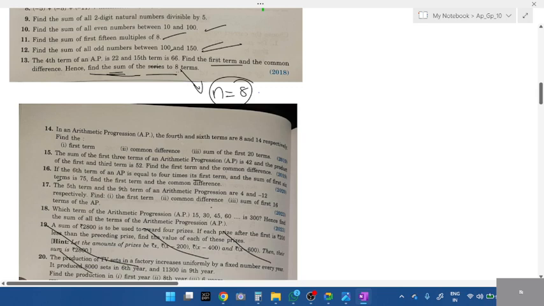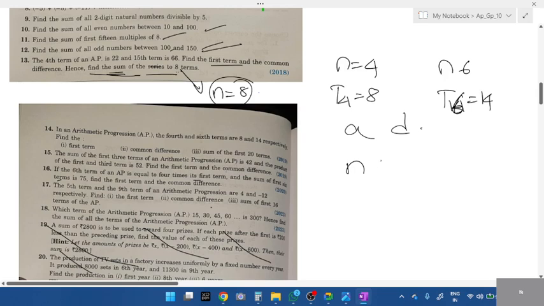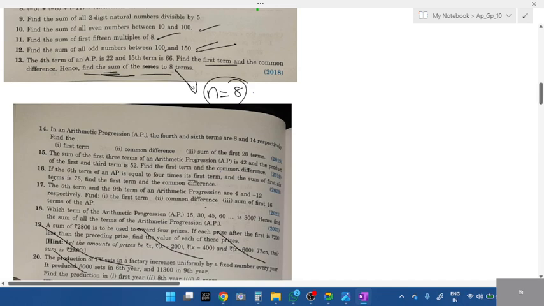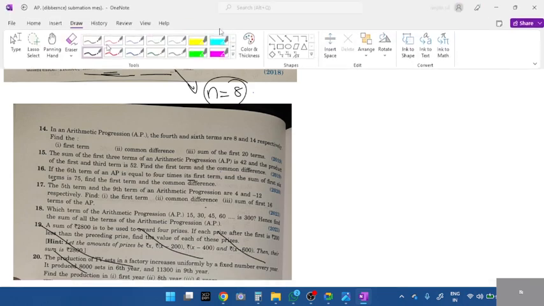In our arithmetic progression, the fourth and the sixth term. Same question, students. Fourth and sixth term is given. N is equal to 4, T of 4 is equal to 8. N is equal to 6, T of 6 is equal to 14. Same question and then n value after finding a and d. Once you find a and d, you'll get the sum of n equals 20. Okay, let us skip this question. Next, the sum of the first three numbers. This is important. I'll solve this.